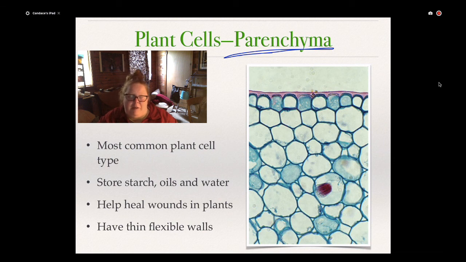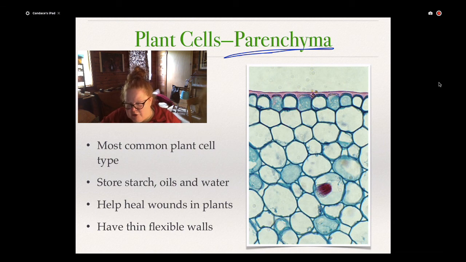These are the most common of the three. They're found throughout the plant. They are for storage, so they store water. They also store carbohydrates and oils, so all the kinds of things that can be stored within the plant.